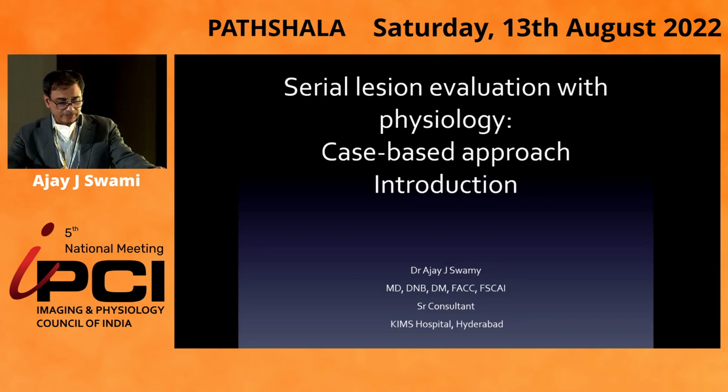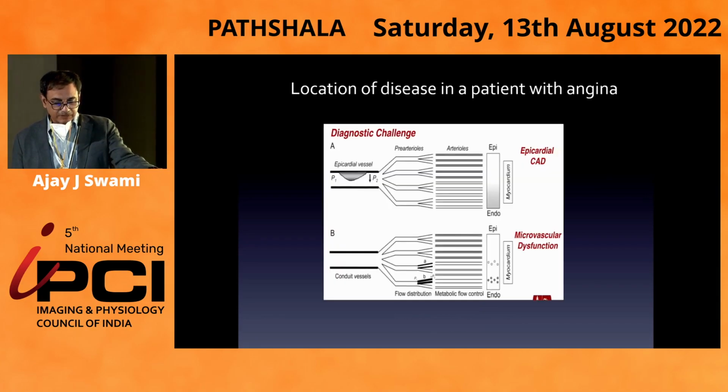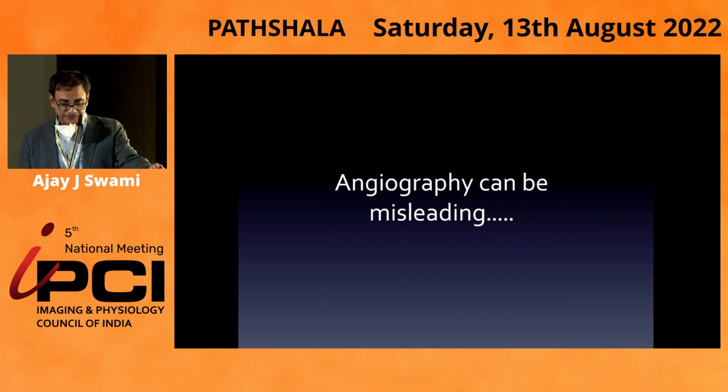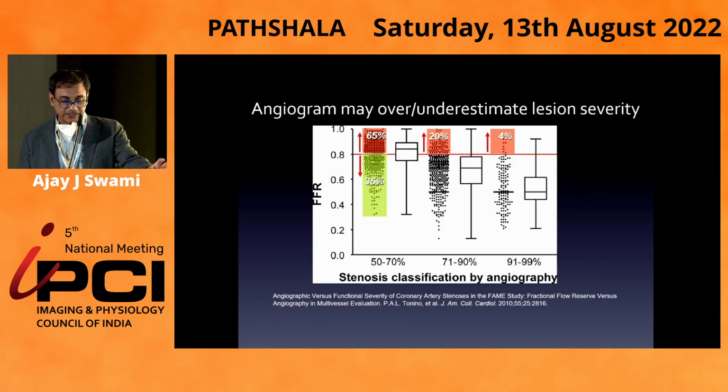Our brief today is to look at serial lesion evaluation with physiology, a case-based introduction, and it's my pleasant job to introduce the topic. Location of a disease in patients with angina is often a diagnostic challenge, and the location of the disease could be epicardial or microvascular. Angiography can sometimes be misleading, and the angiogram may overestimate or underestimate lesion severity, as was shown in the sub-study of the FAME, with a very, very large percentage being misclassified both as not stenotic enough or too stenotic.